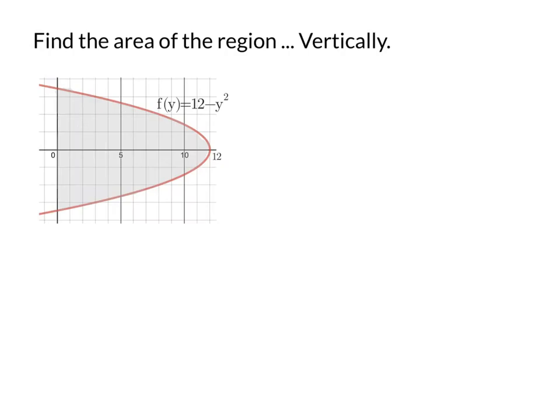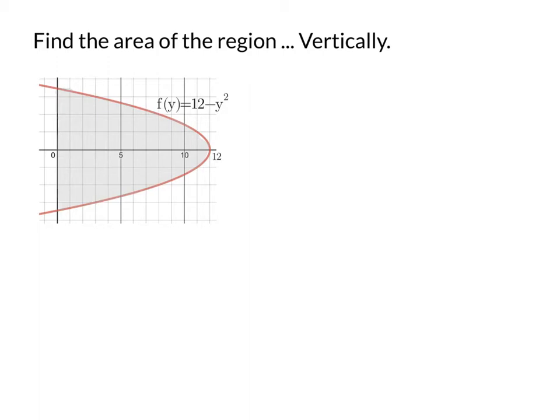Let's take a look at finding area horizontally. For instance, let's take a look at this region that's bound by the parabola f of y equals 12 minus y squared and the y-axis. Now normally we look at this as a vertical sort of area.